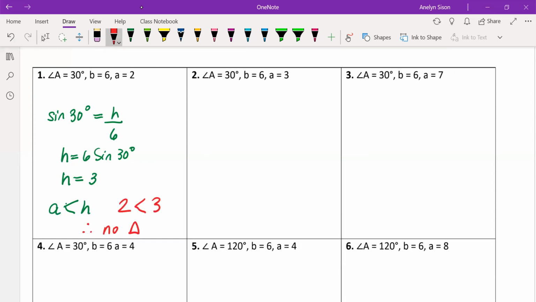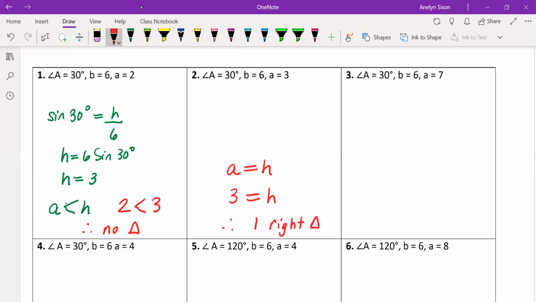What about this one? The height is, we know, 3 and A is 3. So the height is 3. A in here is equal to the height. So 3 is equal to 3. How many triangles? 1, right.